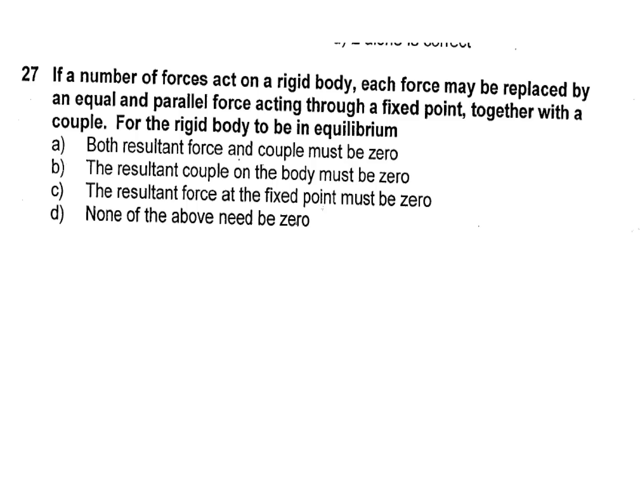Next question. If a number of forces act on a rigid body, each force may be replaced by an equal and parallel force acting through a fixed point together with a couple. For the rigid body to be in equilibrium: A, both resultant force and couple must be 0. B, the resultant couple on the body must be 0. C, the resultant force at the fixed point must be 0. D, none of the above need to be 0. For a rigid body to be in equilibrium, both resultant force and resultant couple must be 0.